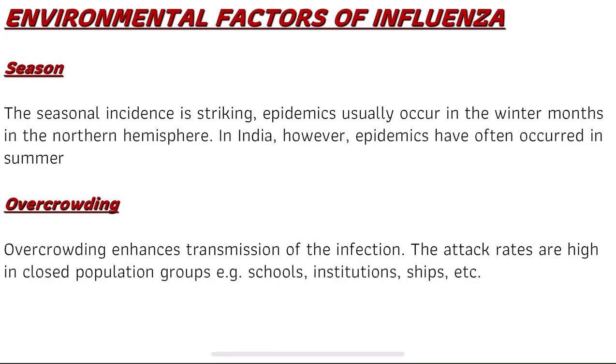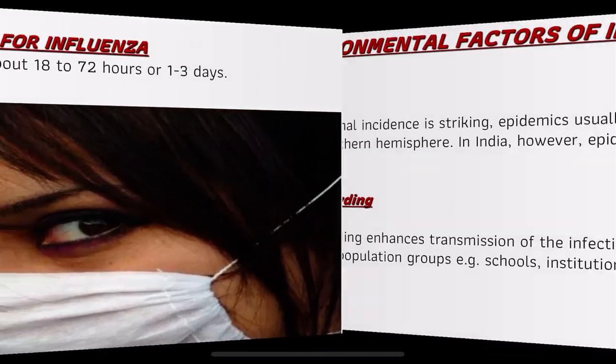Moving further to overcrowding. Overcrowding is enhancing the transmission. The attack rates are quite high in close population groups. The close population groups could be the schools, the institutions, ships. The overcrowding is usually observed in schools and institutions. In ships, the overcrowding is seen, and it is an environmental factor which is causing the spread of the infection.